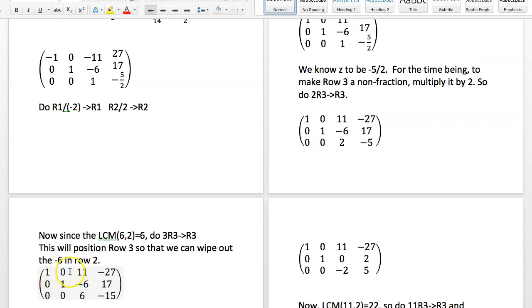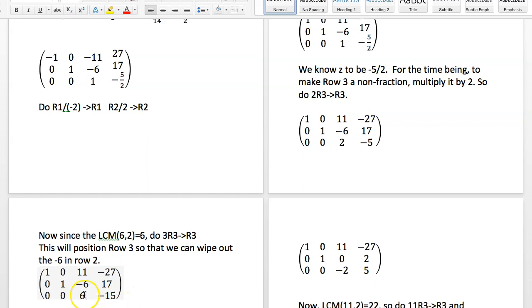So we get 1, 0, 11, -27. I get 0, 1, -6, 17. And I didn't mess with row 2 or row 1, but row 3, I multiplied by 3 in order to get the motive, and it speaks to motive. I wanted this 6 right here, so I get 0, 6, -15. Look at there. Guess what I'm going to do, guys?